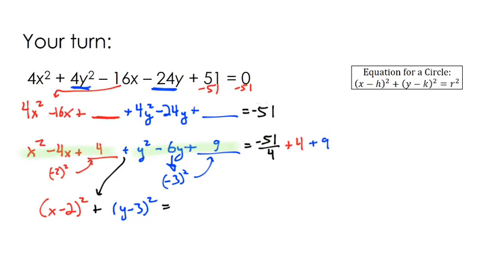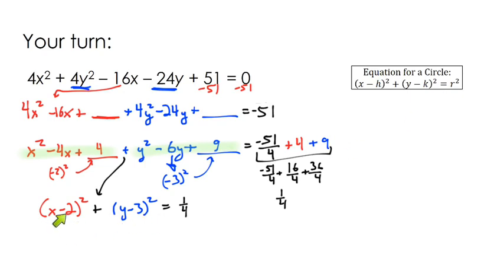Now this stuff over here is not going to make a nice or pretty number, but let's just try to get a common denominator. 4 would be 16 over 4, and 9 would be 36 over 4. So whenever I take all those and add them, this actually might not end up that bad at all, because that's going to be 52 over 4 minus 51 over 4. That's going to give me 1/4, which is going to be the right side of our equation.